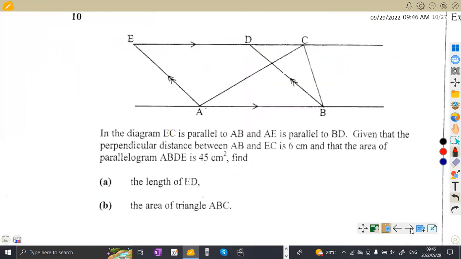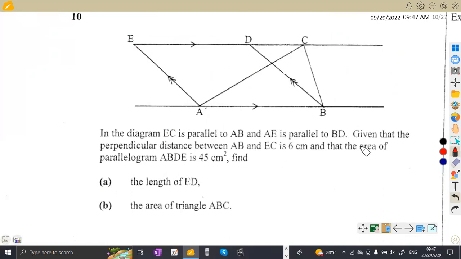Okay, number 10. This one is one of the most important parts that I want us to understand, because it carries some of the concepts we just need to know before we are in the exam, guys. In the diagram, EC is parallel to AB. We are given that these two lines are parallel, and also these ones are parallel, AE and BC. That makes this a parallelogram, okay? So that is what you are going to have.